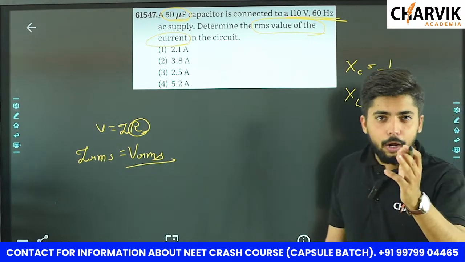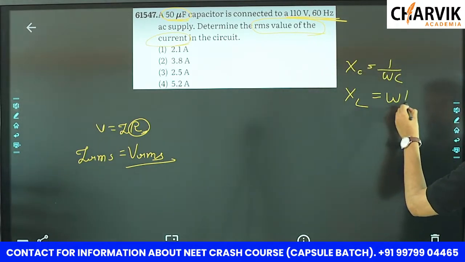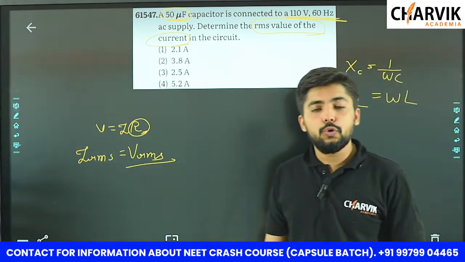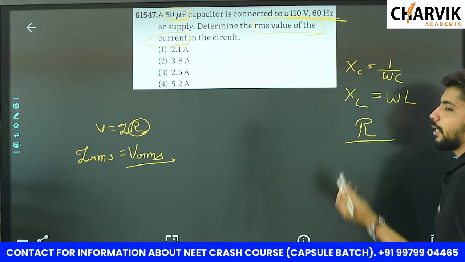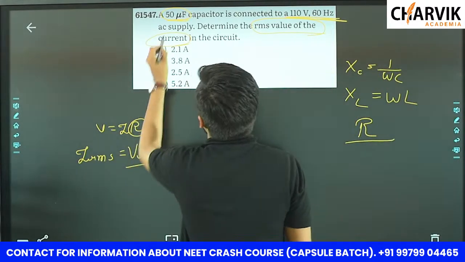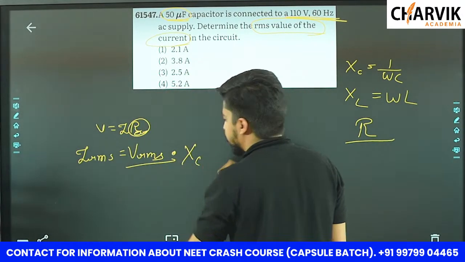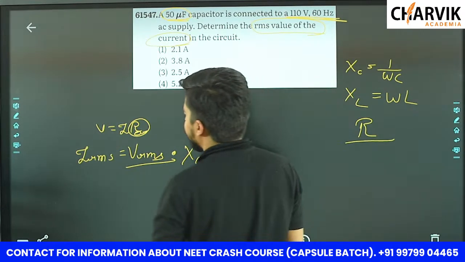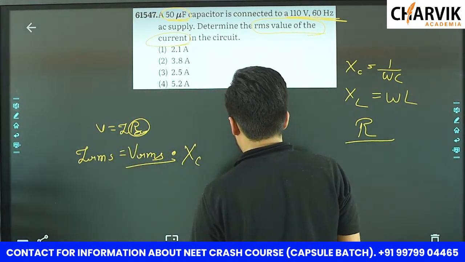What is the formula of XL? The formula of XL is omega into L, and there is some resistance due to a pure resistive circuit also. What is the formula for that? It is simply resistance, V equals IR. Okay, so right now we have a capacitive circuit, so here instead of R we can say it is XC. What are they asking? They are asking, okay, there must be a VRMS value.